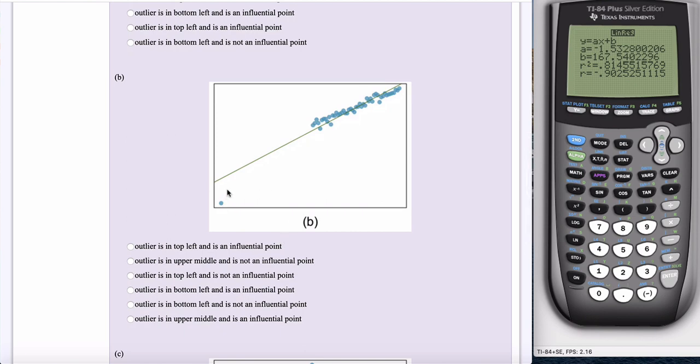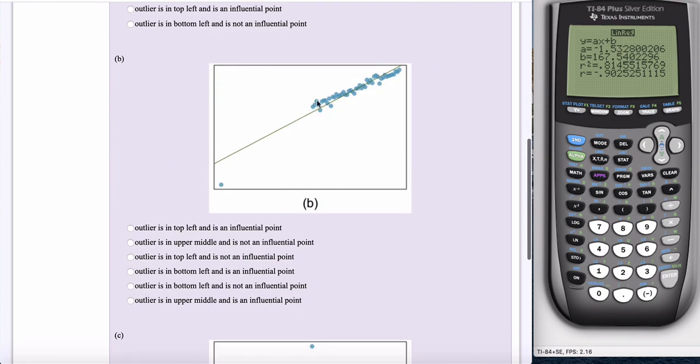Same idea down here. The outlier down here significantly, and that's a bit subjective, influences your LSR line, because without this, the line would look more like this. All right, so I guess not quite as much as it did in this one, but it's still changing it in a visible amount, significantly as your book calls it. So it's influential as well.